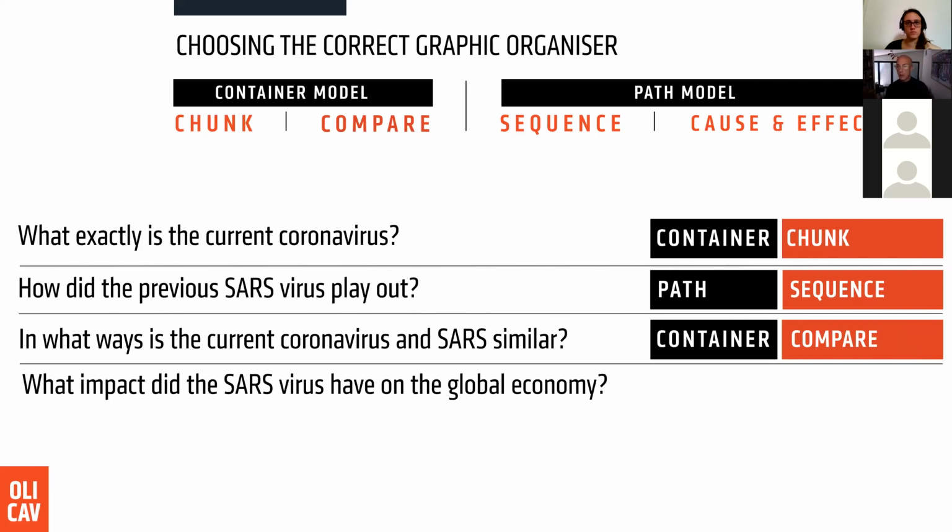And obviously, you've got the last one, I'll go through it, but I'll let you know what words stand out to me. What impact did the SARS virus have on the global economy? There are 2 words. The first one is impact.